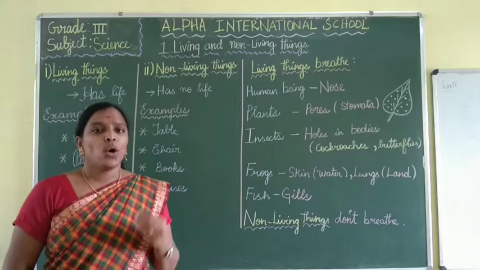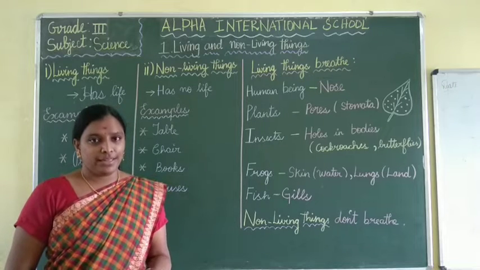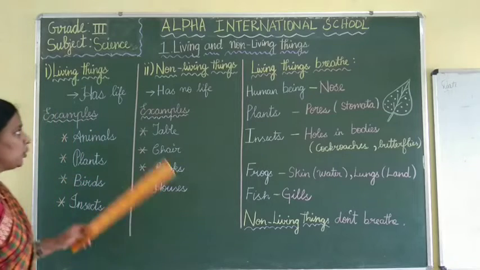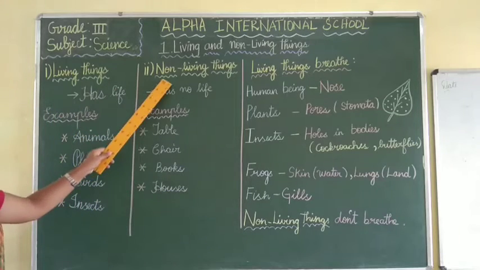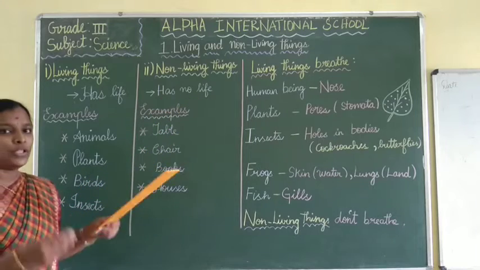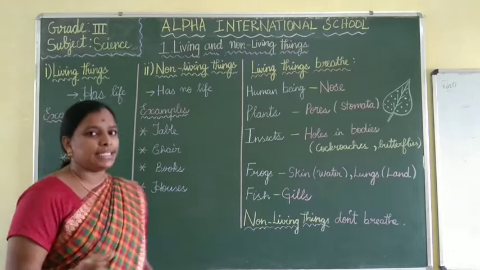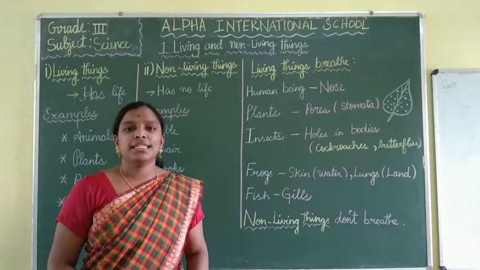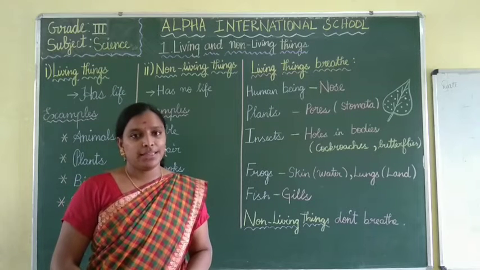Then you can ask, what is a non-living thing? It is just the opposite of living things. A non-living thing has no life. It is just an object which is present in one place. So that is known as a non-living thing.